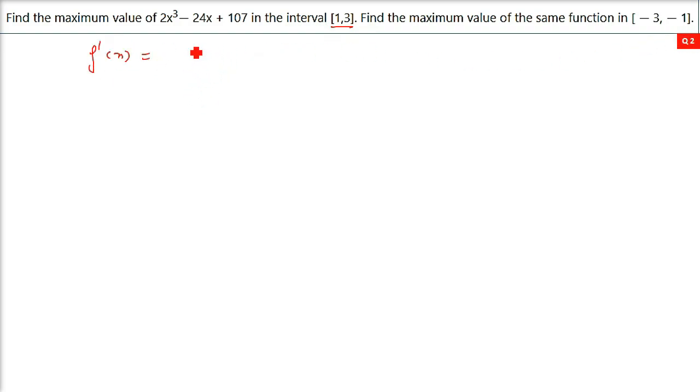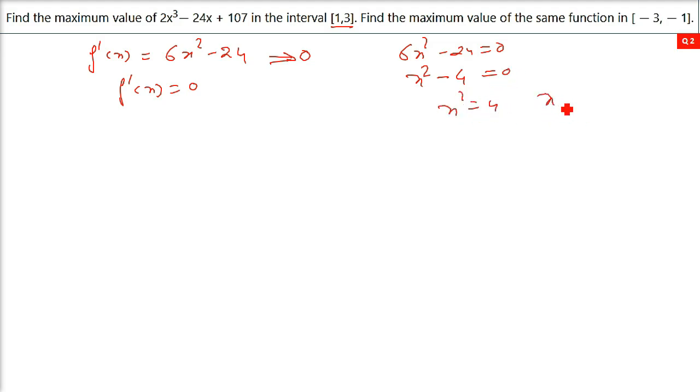we will do f dash x. F dash x equals to 0. But f dash x is what? Differentiation. So it is 6x square minus 24. So f dash x equals to 0. You are going to place this as 0. 6x square minus 24 equals to 0. We have 6x square equals to 24. 6 4s are 24. X square is equal to 4. And x will be equal to plus minus 2, that will give you under root 4.